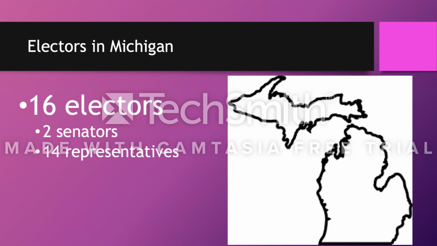Electors in Michigan. As an example of how electors are chosen, I have included Michigan. Michigan has 2 senators and 14 representatives, so Michigan has a total of 16 electors. Although in the upcoming election, Michigan is losing an electoral vote and it will now have 15. Also in Michigan, electors have to vote for the candidate who wins the popular vote in Michigan.